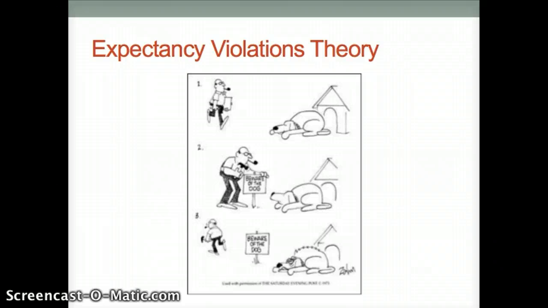This image illustrates the expectancy violations theory by showing that people who see a sign in someone's yard saying, "Beware of the dog," normally think of a large, aggressive, and somewhat mean dog, rather than a smaller, calm one. Therefore, once the people see the dog is small, their expectancy to see a mean, large dog was violated.